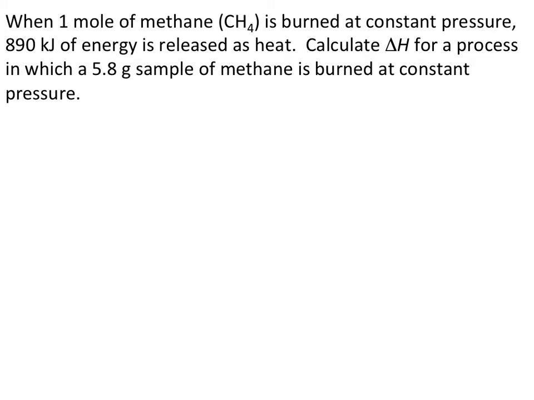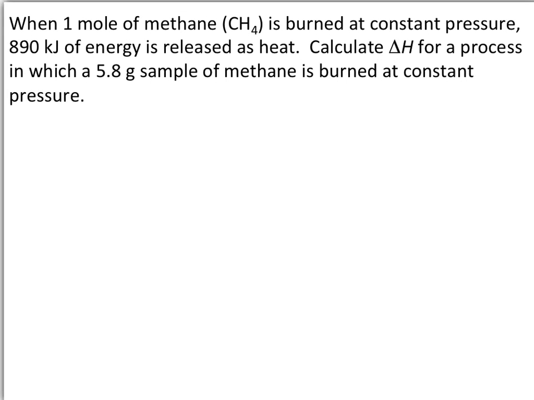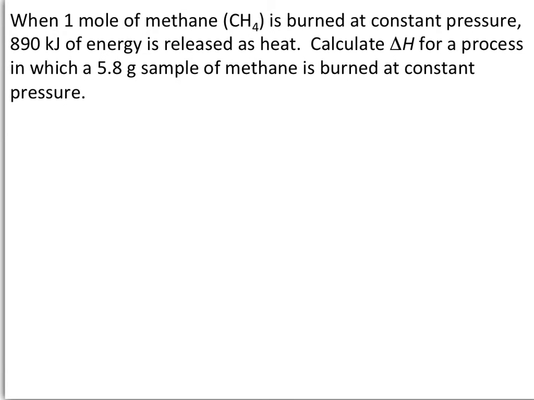So the problem that they've given us here is when 1 mole of methane is burned at constant pressure, 890 kilojoules of energy is released as heat. Calculate delta H for a process in which a 5.8 gram sample of methane is burned at a constant pressure. Okay, so guys, remember that delta H is equal to Q at constant pressure systems. So we can use the interrelationship between Q and H to solve for H.